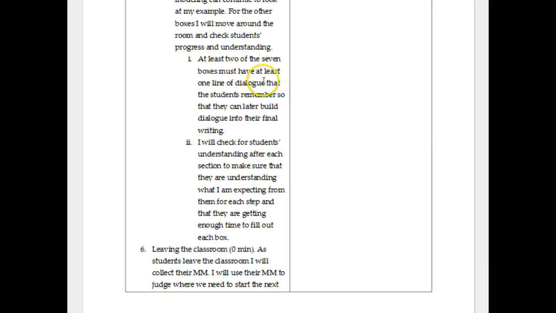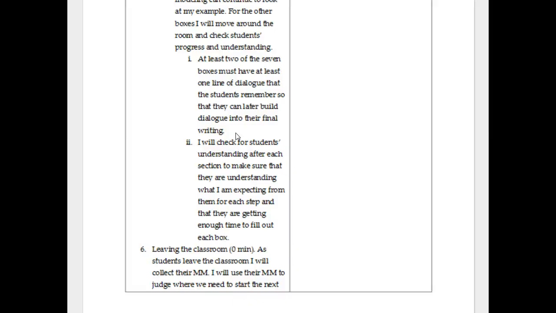Oh, excellent, including, now here you say, at least 2 of the 7 boxes must have at least 1 line of dialogue that the students remember, so that they can later build dialogue into their final writing. Again, just a tiny little thing to watch out for. Can they make that up? What if their memory is just a flash? It's not, no words attached to it.